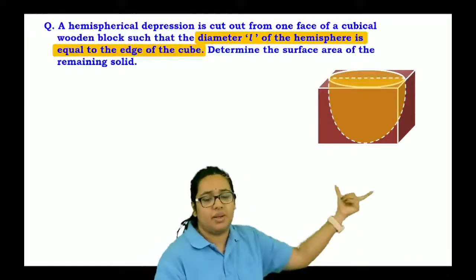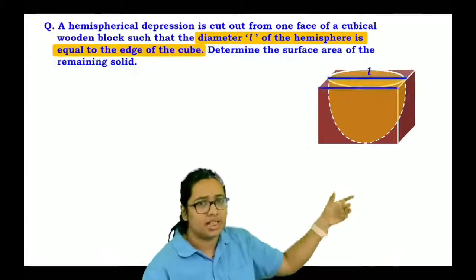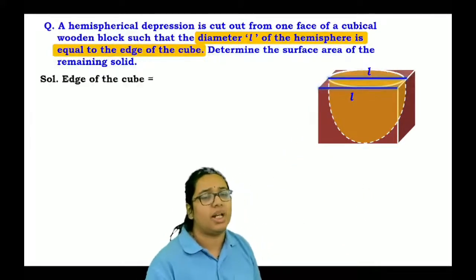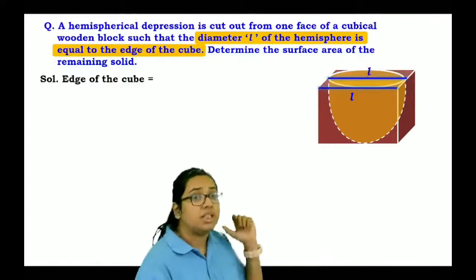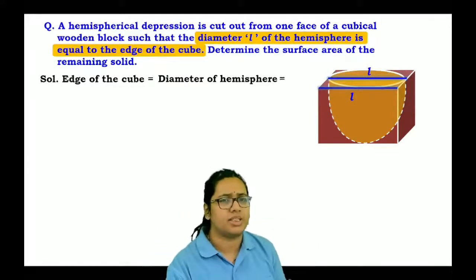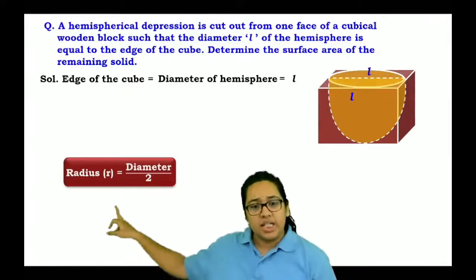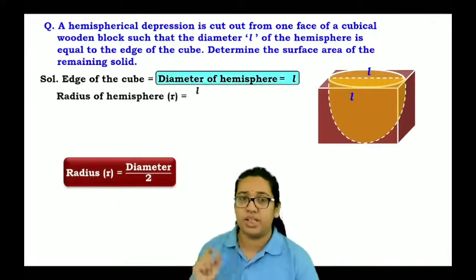L is the same as the side of the cube. So as the edge of the cube is the same as the diameter, it means that we can say the radius will be L by 2.